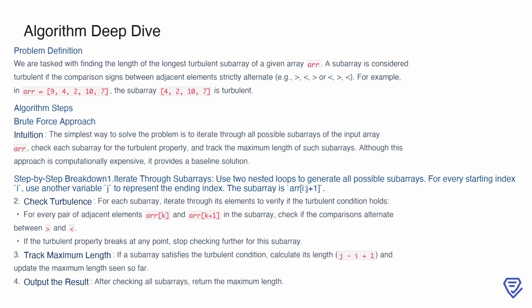First, we use two nested loops to generate all subarrays. For a given starting index, we extend the subarray by incrementing the ending index. Next, we check whether the subarray satisfies the turbulent condition by iterating through its elements and verifying that adjacent comparisons alternate between greater than and less than. If the condition breaks, we stop checking that subarray. Finally, if a subarray is turbulent, we calculate its length and update our maximum length tracker. At the end of this process, the maximum length we've recorded is the result we return.